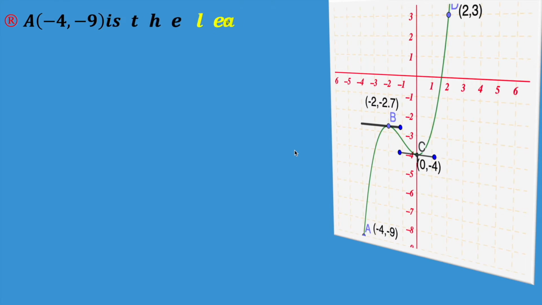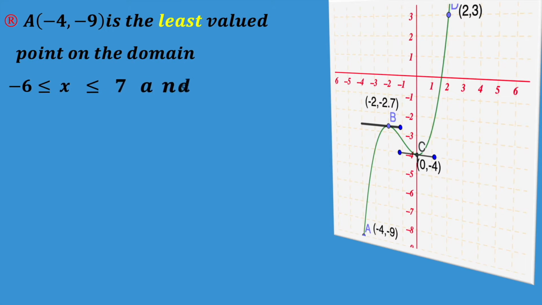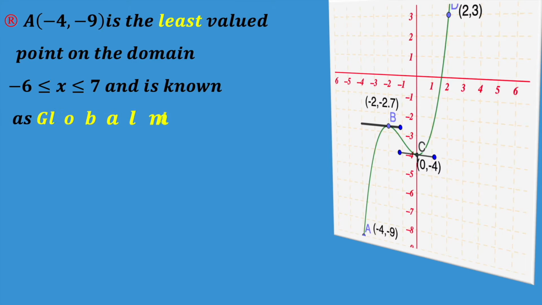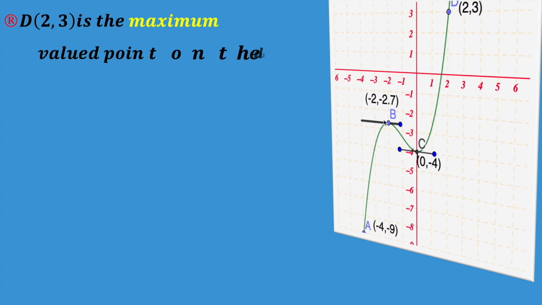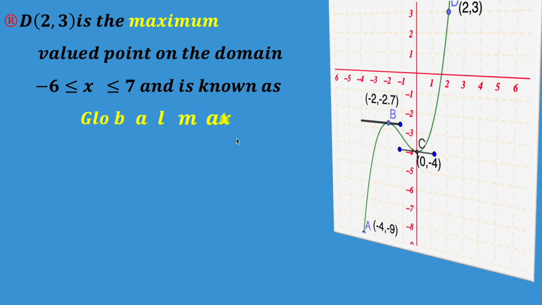Now if you look at the other points A and D on the entire domain, A is the least valued point on the entire domain. Therefore it's known as the global minimum of the function. However, if you look at point D, on the entire domain, D is the maximum valued point. So therefore, D is known as the global maximum of the curve of the function.